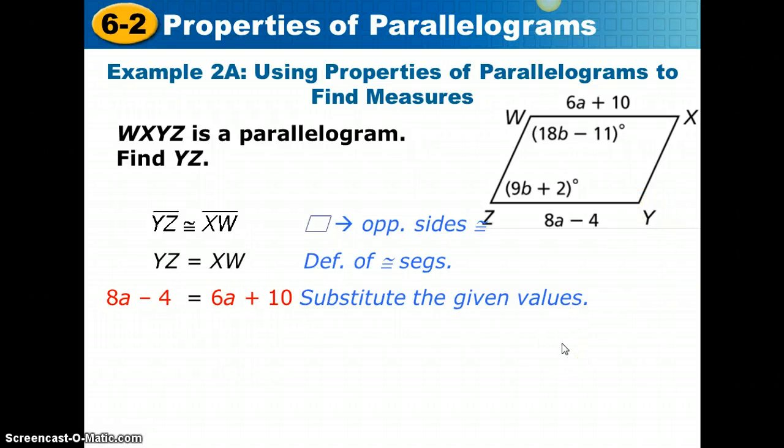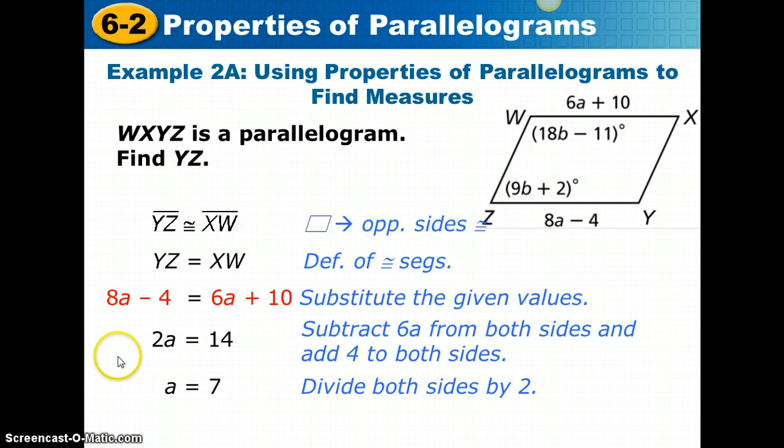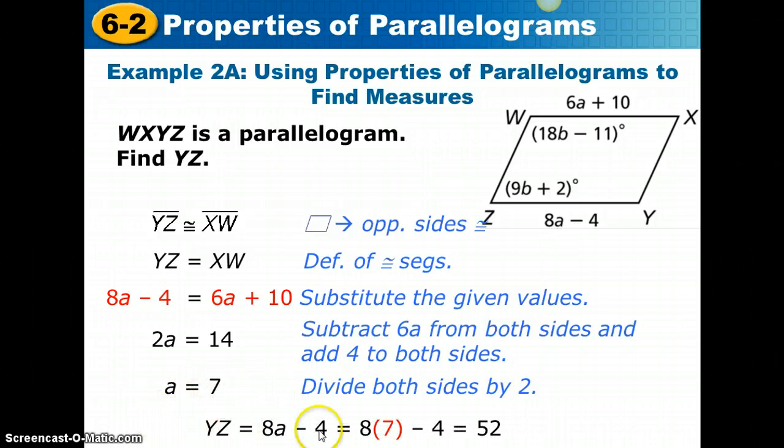I'm going to give you a moment or two, pause the video. I want you to try and find A and plug it back in and tell me what YZ is. Alright, if you are ready, this is what we should get as an answer. We should get A equals 7, and if I plug that back in, YZ and XW should both equal 52. 8 times 7 minus 4 is 52.